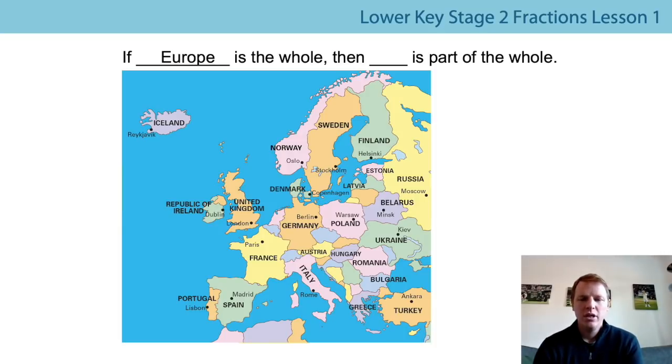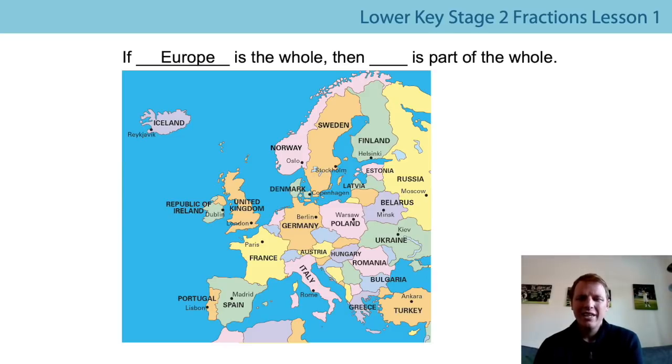What I want you to do is pause the video and I want you to say aloud the same sentence, but you choose a different part. Ready to pause? Pause. Hopefully you just said a sentence. I'm going to have a go and I wonder if the sentence I say is the same as yours. It might be the same, it might be different because there are lots of different parts. Okay, let me think what you might have said. Okay, I'm going to have a go. If Europe is the whole, then Sweden is part of the whole. Was it the same? If it was, I'm a pretty good guesser. If not, I didn't guess it this time.